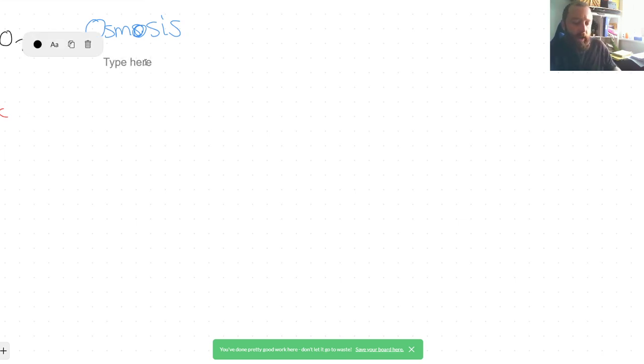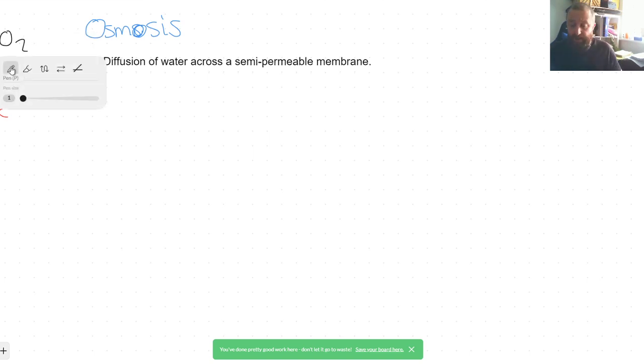So we're looking at diffusion of water across a semi-permeable membrane. You can change semi-permeable for partially permeable if you like. There's not a problem with that one. But the really key features with this one is that it's got to be water and it's got to be across a membrane. So if it's any other substances, it's not osmosis. Those two things are absolutely critical.